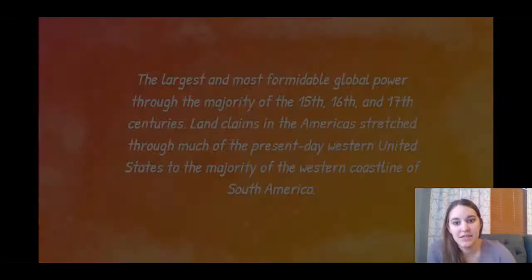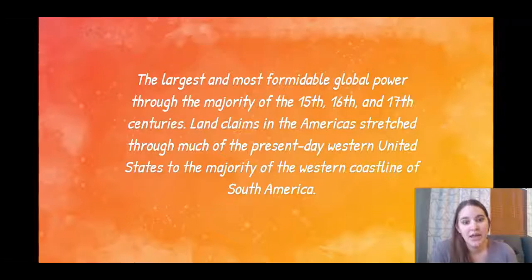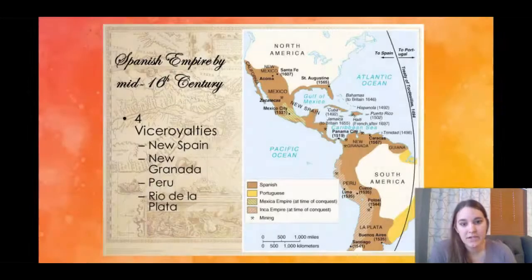Here is the definition. The largest and most formidable global power through the majority of the 15th, 16th, and 17th century. Land claims in the Americas stretched through much of the present day western United States to the majority of the western coastline of South America. So here's a map for you to see their land claims in the Americas, but their empire did expand. It was a global empire, so it was around the world.